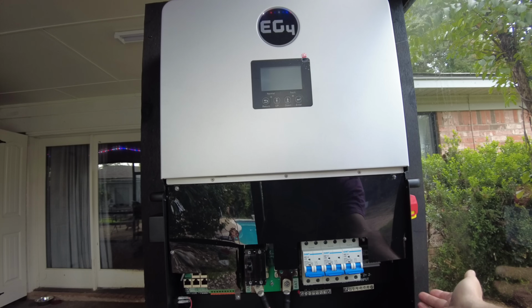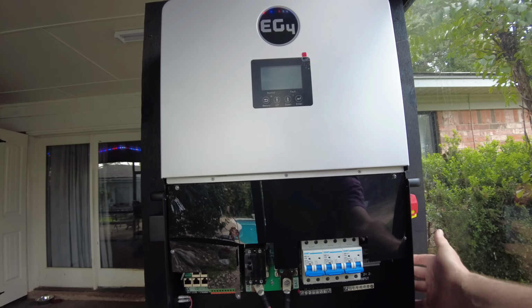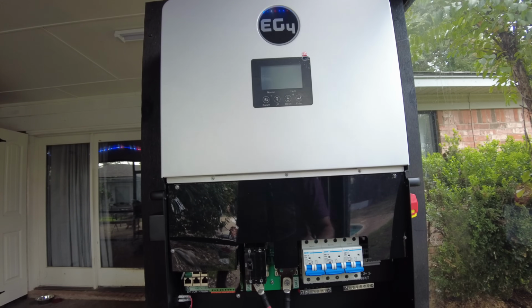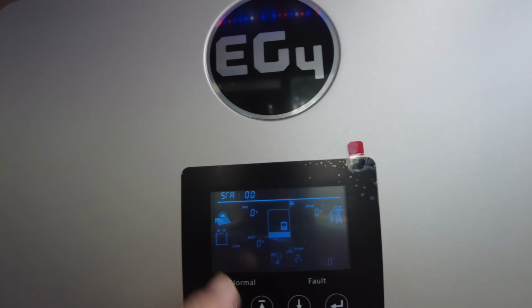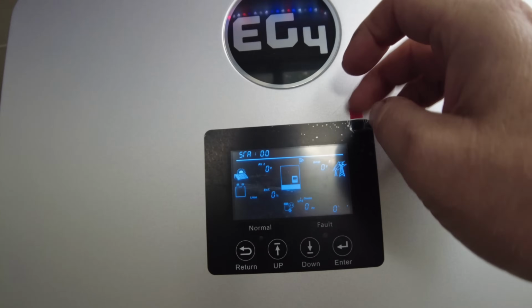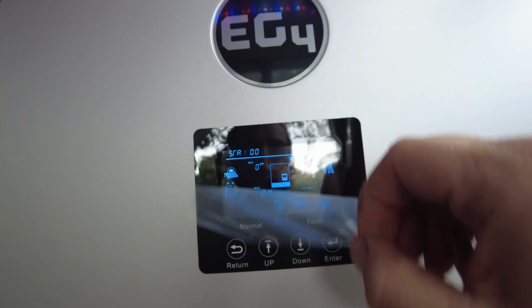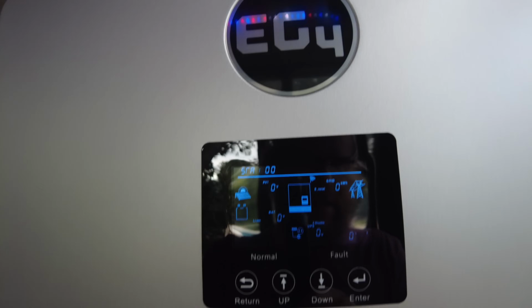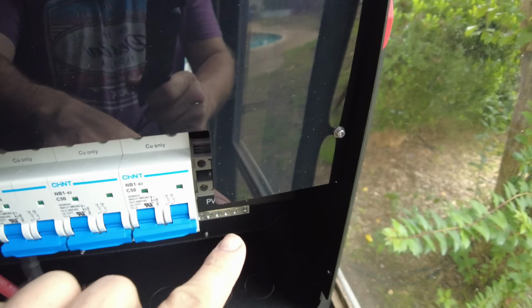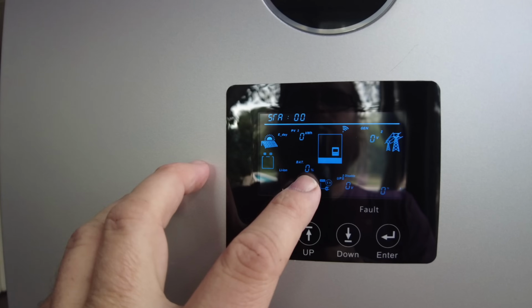And let's turn the unit on via the switch here. Okay, now I see the screen come on. Let's do this so we can see better. So clearly we have no PV coming in, obviously, because we don't have any PV connected just yet.